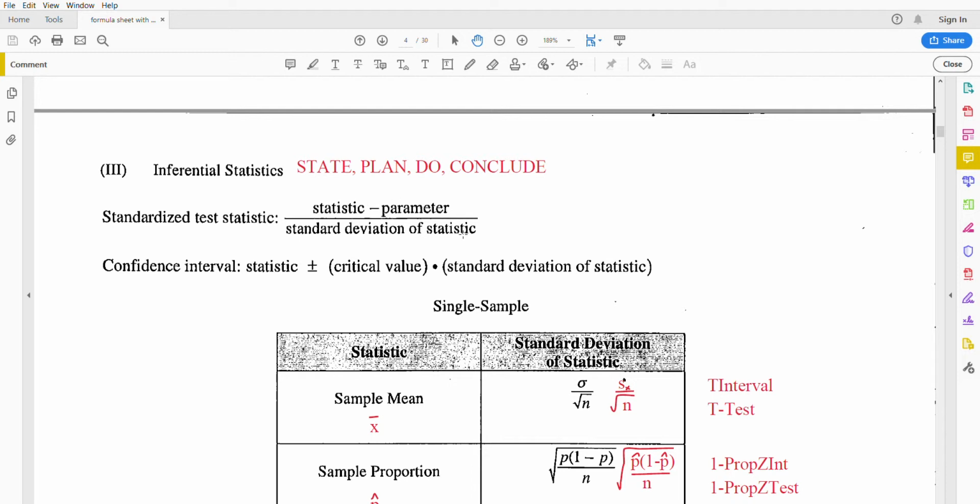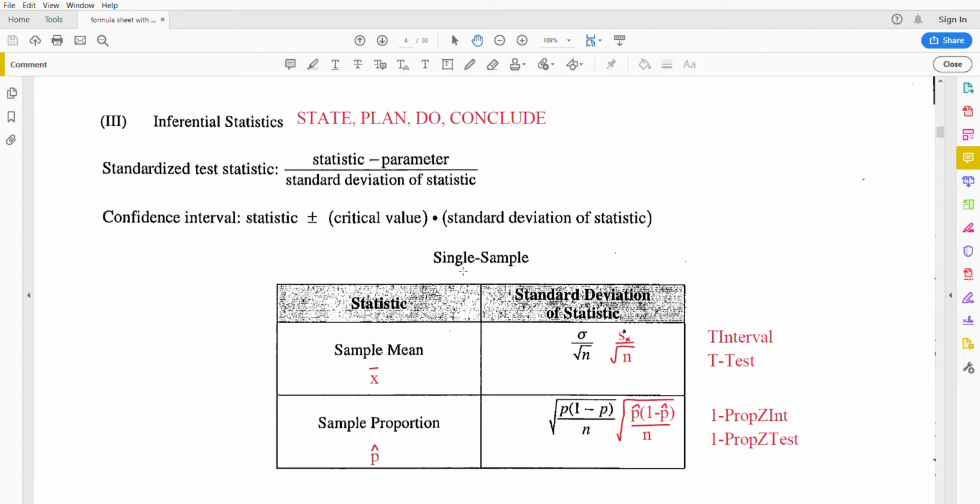For a test statistic, we've got, again, the generic form: statistic minus parameter divided by the standard deviation of the statistic. Below those generic formulas, we've got a chart for single sample problems. There's a column for statistic, which you would plug in where it says statistic in the generic formula. And then they have the standard deviation of the statistic, which again you would plug in here. If you have a single sample and it's about means, your statistic is the sample mean, and your standard deviation is sigma over root n. Chances are you are not going to know sigma.